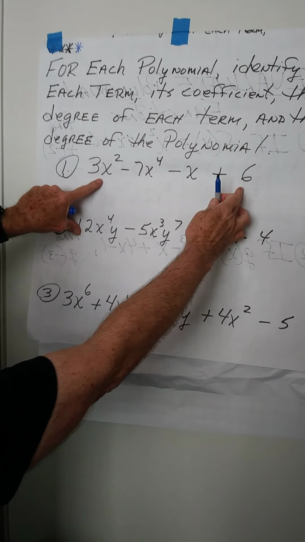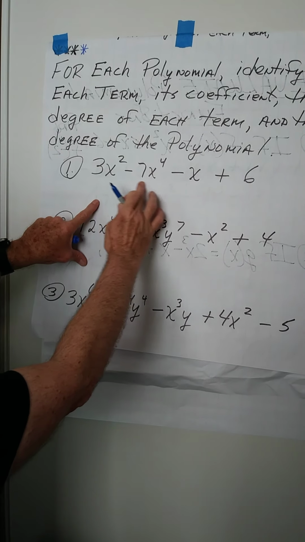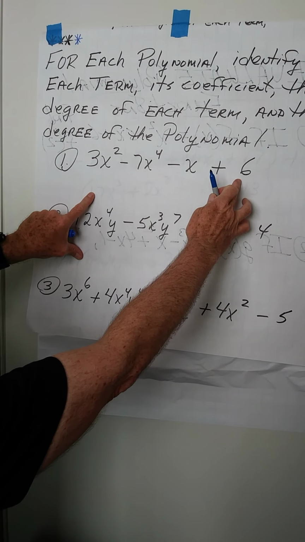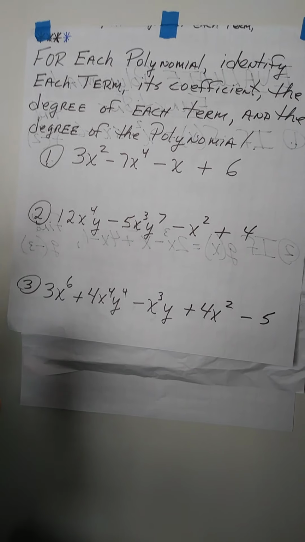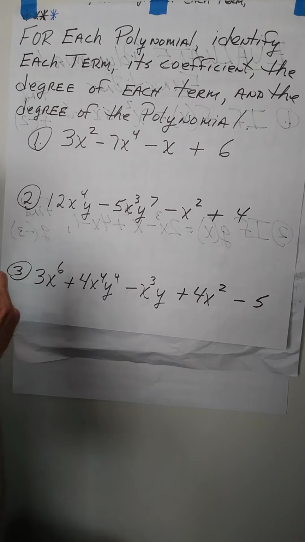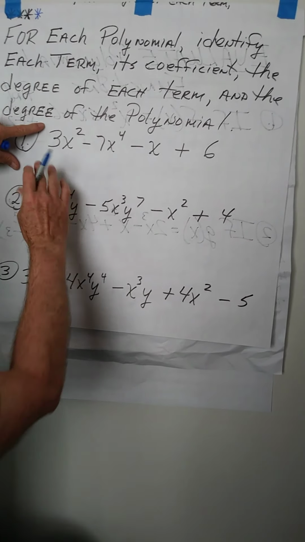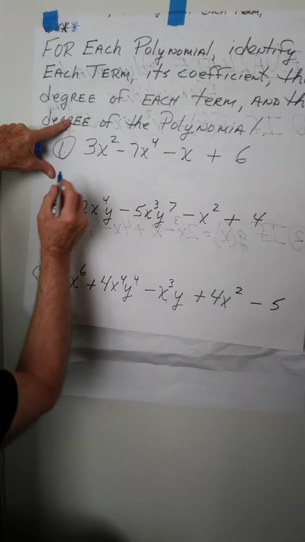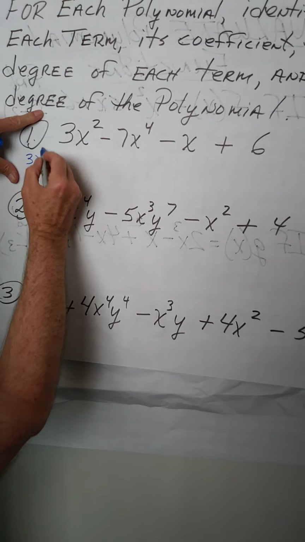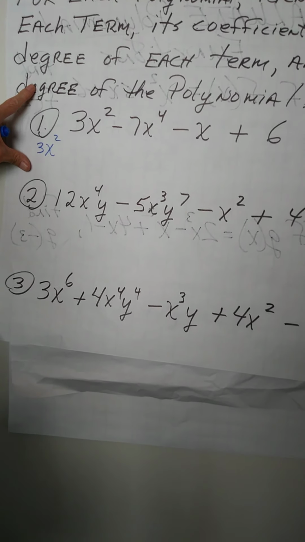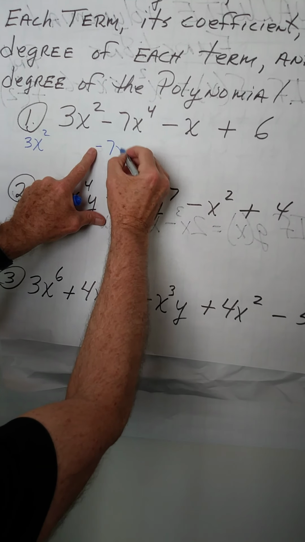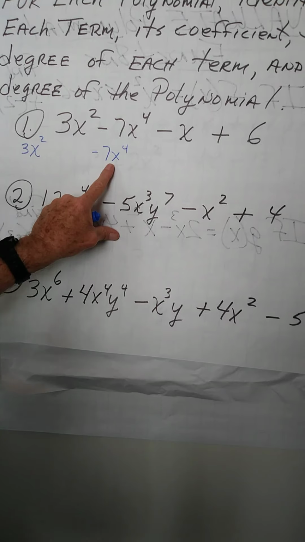Number one, here's our polynomial. 3x squared minus 7x to the fourth minus x plus 6. Item number one that they're wanting, they want you to identify each term. So I'll try to do it just right here in the limited space that I've got. Term number one, 3x squared. Term number two, negative 7x to the fourth.